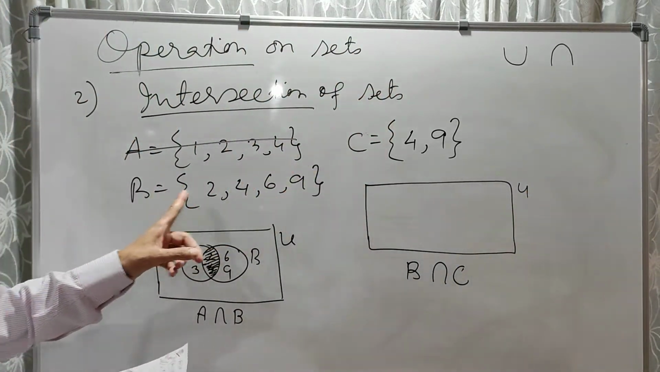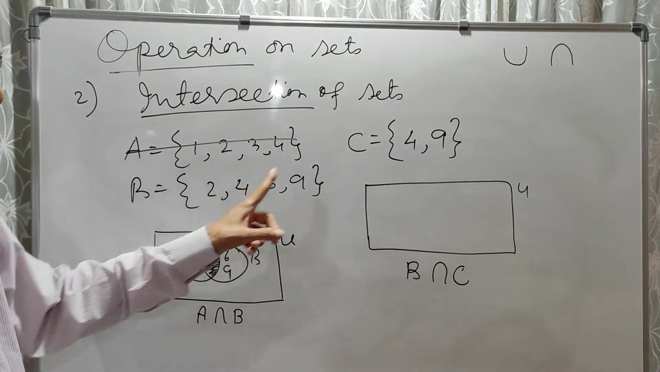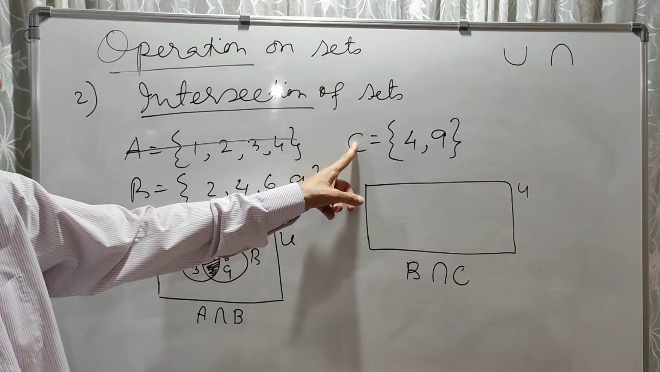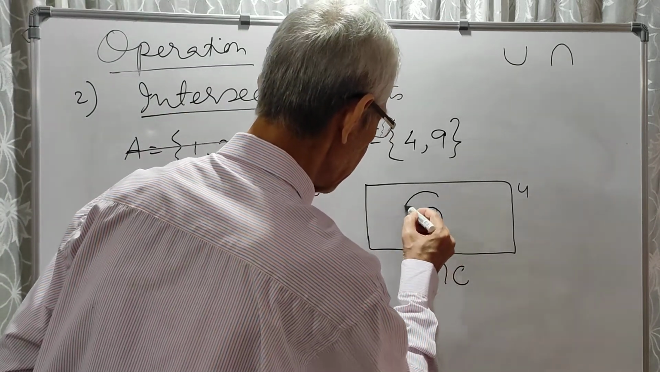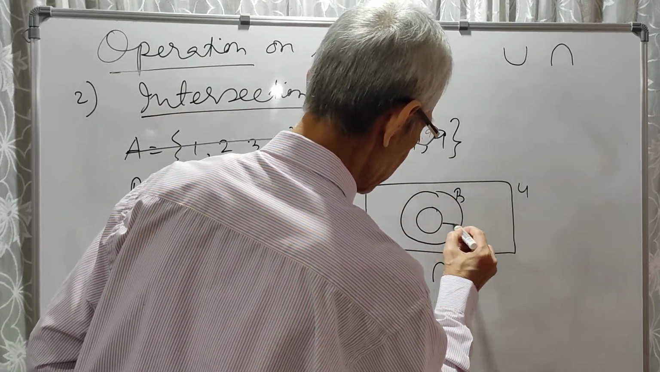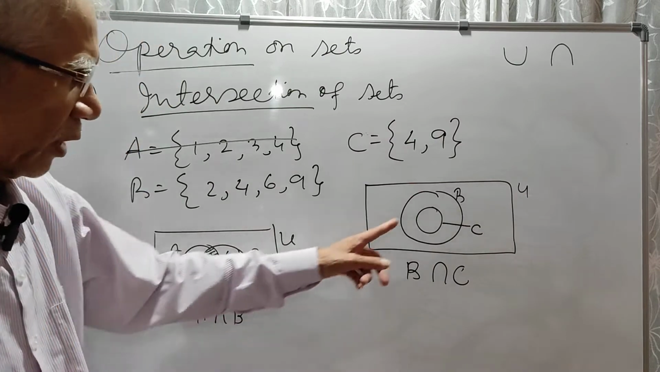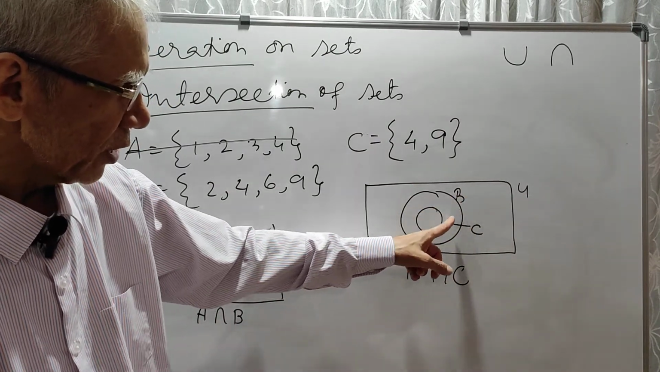Compare B and C. Now C is a subset of B. You see, this 4 and 9 are present here. So C is a subset of B. That means C will be completely inside B. So this one is B and this one is C. The inner circle is C, the outer circle is B. C is completely inside B, that means C is a subset of B.